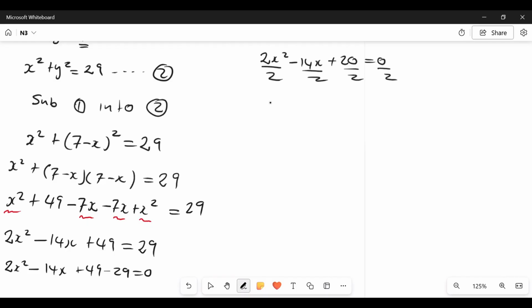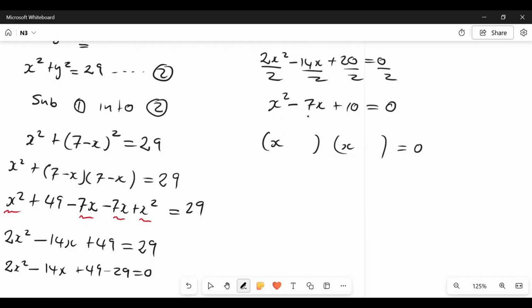If we divide by 2 on the first term, we're going to be left with x squared. On the second term, we're going to be left with negative 7x. And then the third term, we're going to be having 10 there. All this is equaling to 0, because 0 divided by any number, it's 0. So from here, we need to factorize. So let's factorize, guys. We have the factors of x squared, which is x and x. Let's do them. X and x, when you multiply them, they're going to give you x squared.